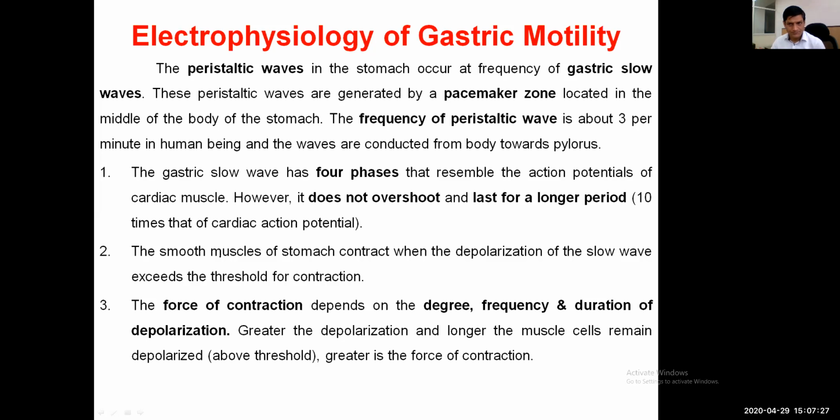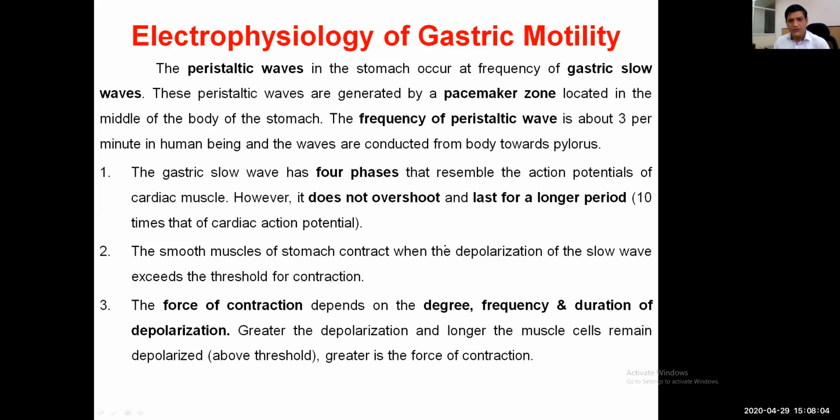Gastric motility starts with a peristaltic wave in the stomach occurring at the frequency of the gastric slow wave. These peristaltic waves are generated by pacemaker cells located in the middle of the body of the stomach, and the frequency of these waves is 3 per minute. And there are some properties. Gastric slow waves have 4 phases, as we have already discussed in previous lectures. They do not have an overshoot, and they last for a longer period than the cardiac action potential.